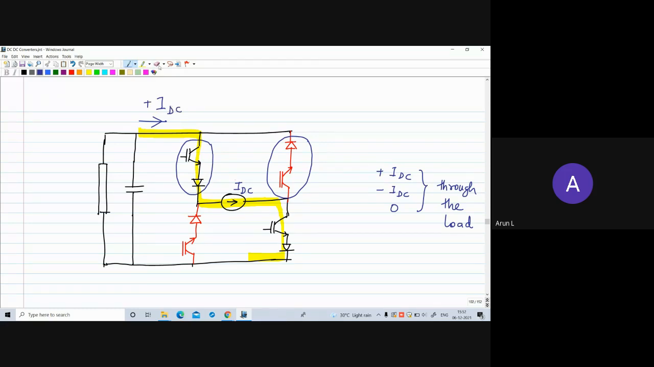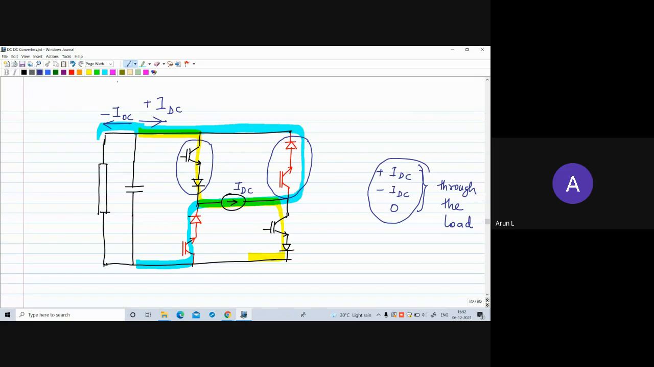When the other two switches are conducting, it may flow in the reverse direction. So in that case it will be minus IDC, the opposite direction. So plus IDC or minus IDC or zero.